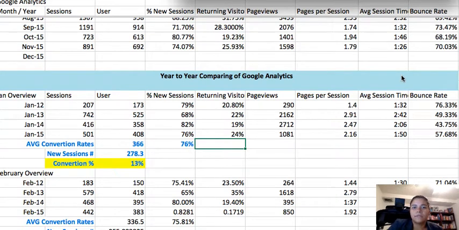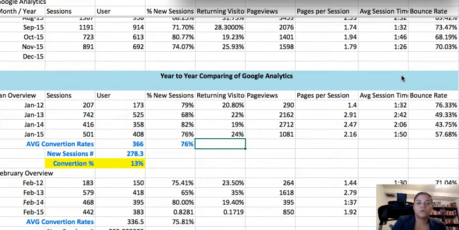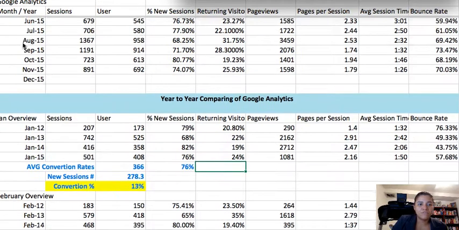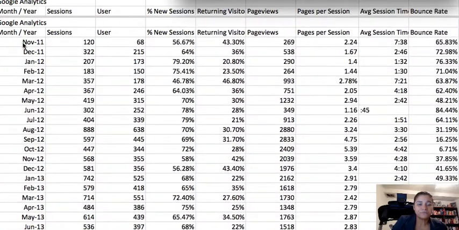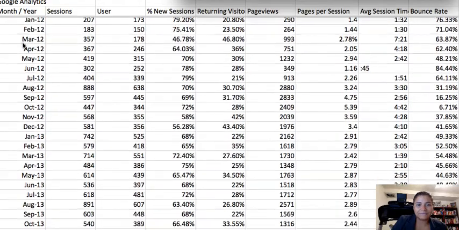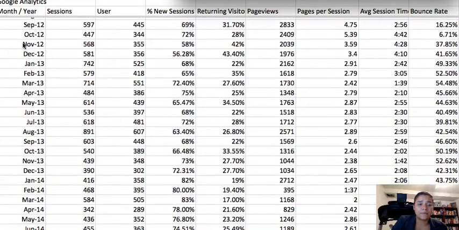Okay, you guys, let's talk about Google Analytics. I'm a huge fan of Google Analytics. I like to make sure that I am always looking at the numbers. I have a few days in here so you have an idea of what I'm looking for.